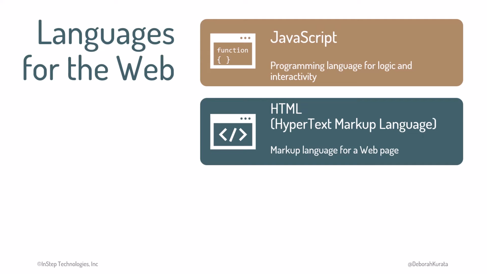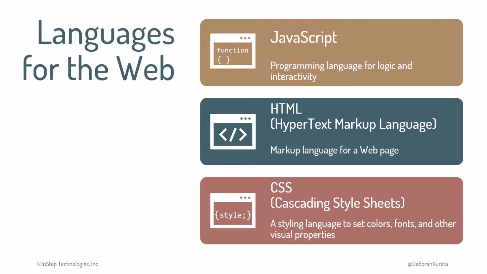HTML stands for Hypertext Markup Language, so it's a markup language rather than a programming language. It provides structure for our web pages and gives meaning to our page content. CSS, or Cascading Style Sheets, is a styling language. It defines the styles for a web page, like color and font, and improves page layout. You'll need all three to create great web applications, but only JavaScript is really a programming language.